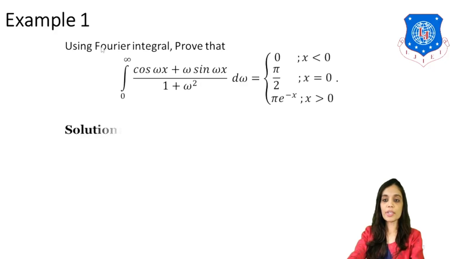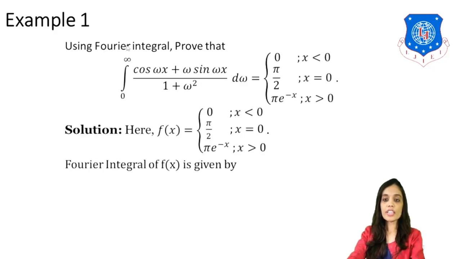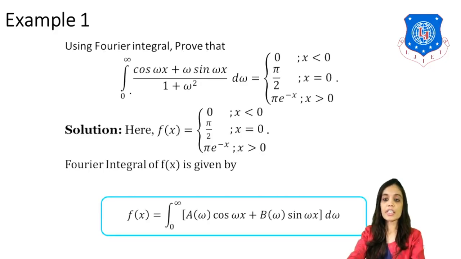The first example is, using Fourier integral we have to prove that the integral from 0 to infinity of (cos ωx + ω sin ωx)/(1 + ω²) dω is equal to this given function. So firstly we will assume our f(x) as this: f(x) will be equal to 0 when x < 0, π/2 when x = 0, and π e^(-x) when x > 0.